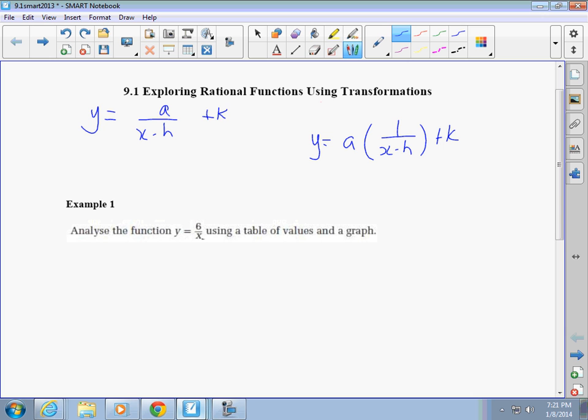The a value is still telling you your vertical stretch. Your h value is still telling you if your graph is moving right or left, and your k value is still going to be determining your up and down. With rational functions, though, the h and k values are also going to tell you where a few other key points are on your graph.